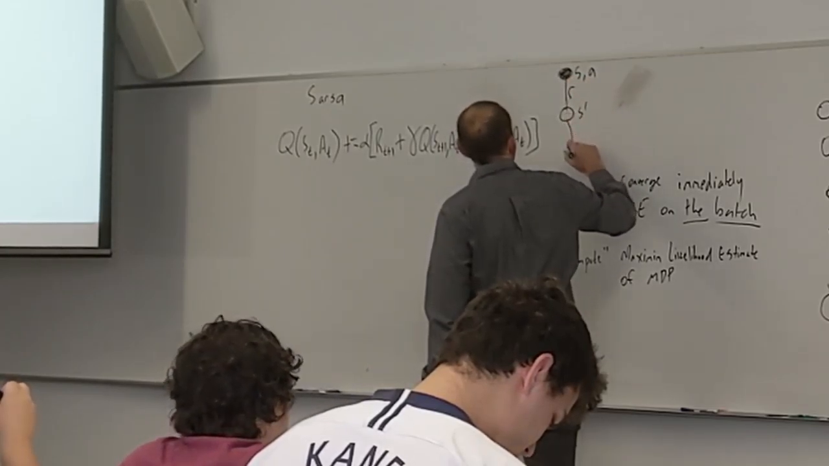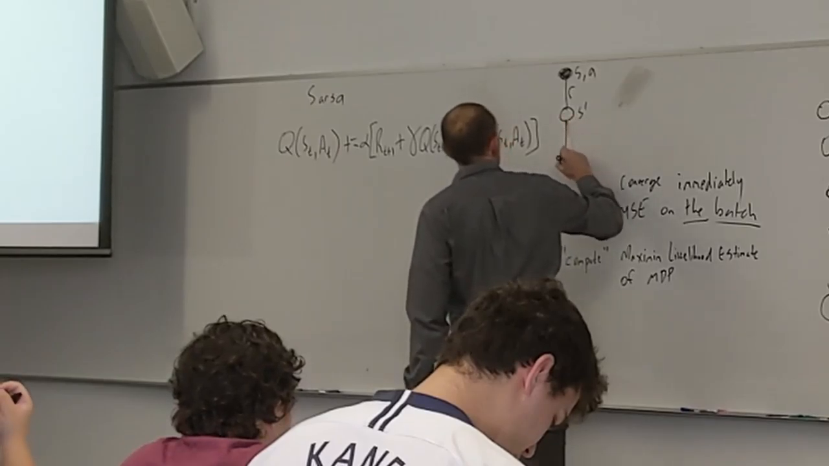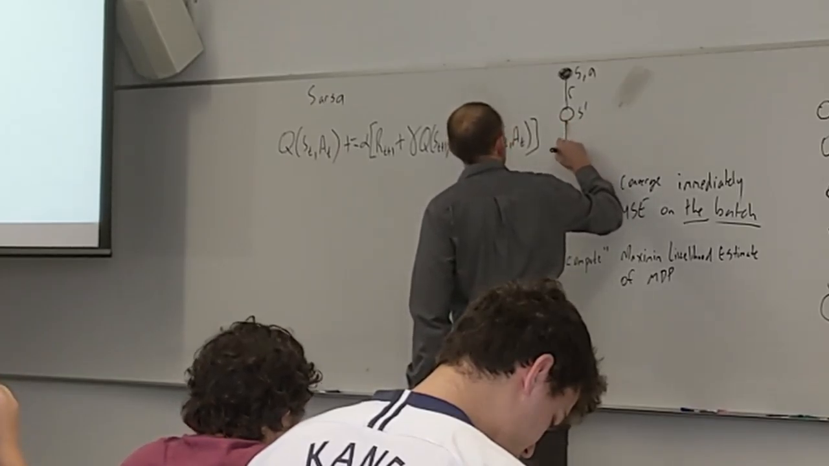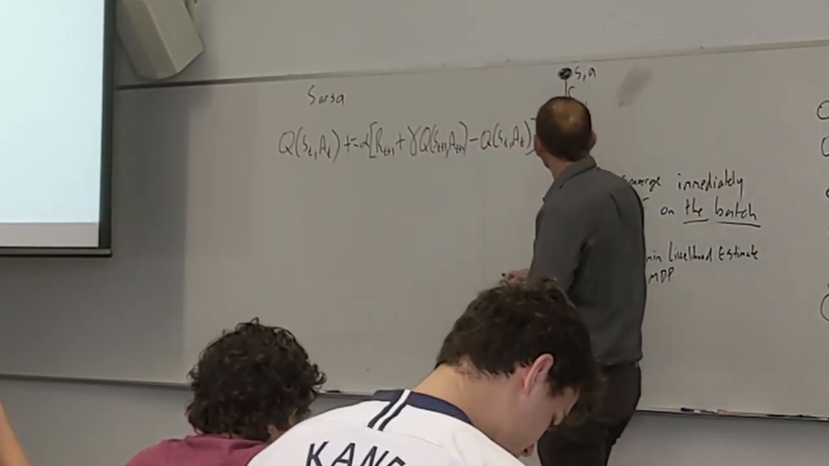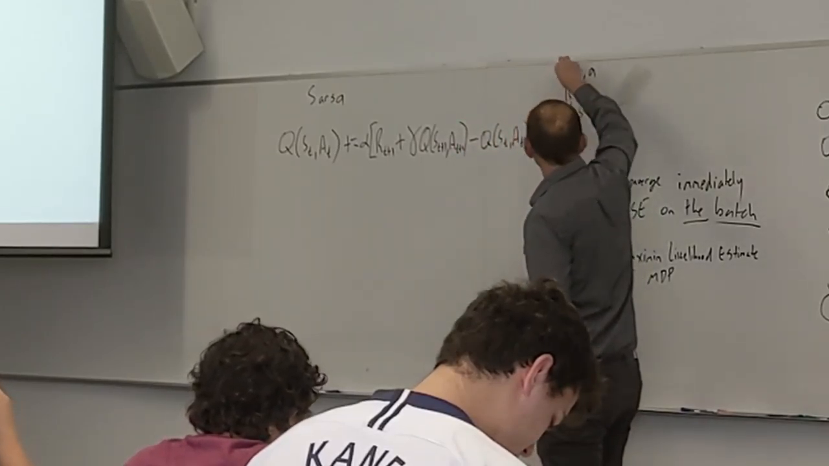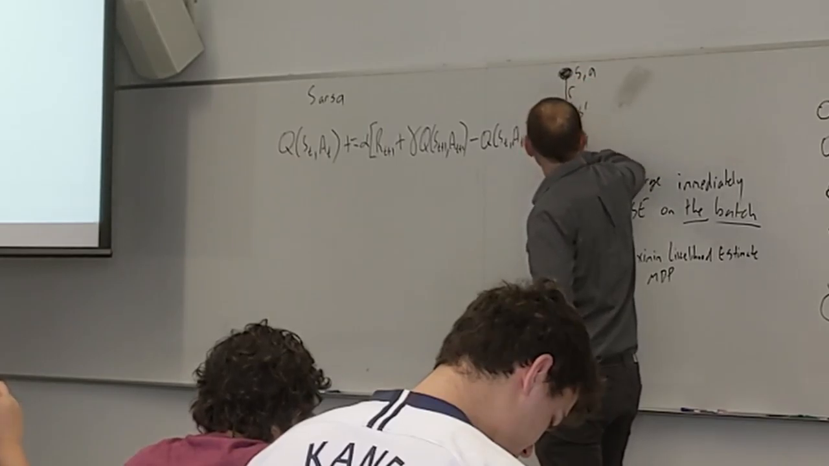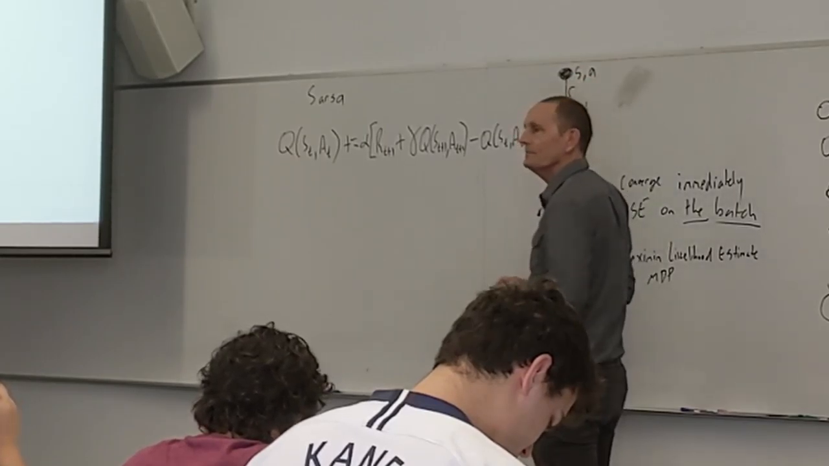So if I've got 10 actions in a row that's going to happen, I'm going to take the first action, and then as soon as I take the second action, I can back up and update that first state action pair. And then when I take the third action, I can back up and update the second state action pair. It's one step at a time looking back.